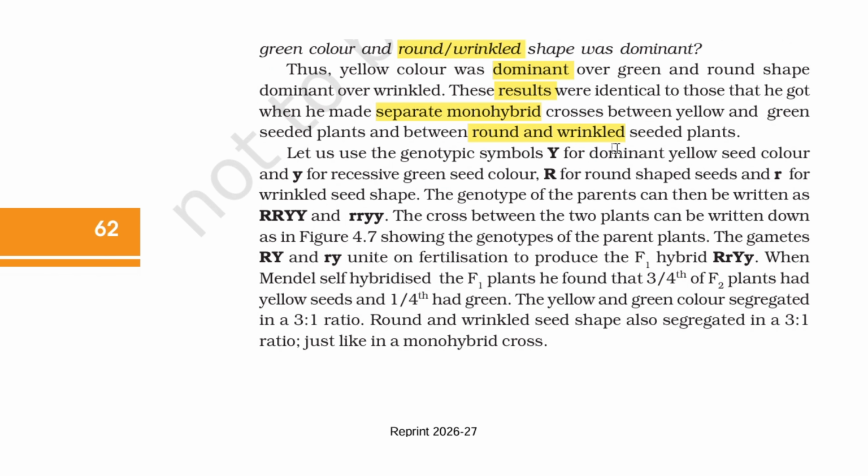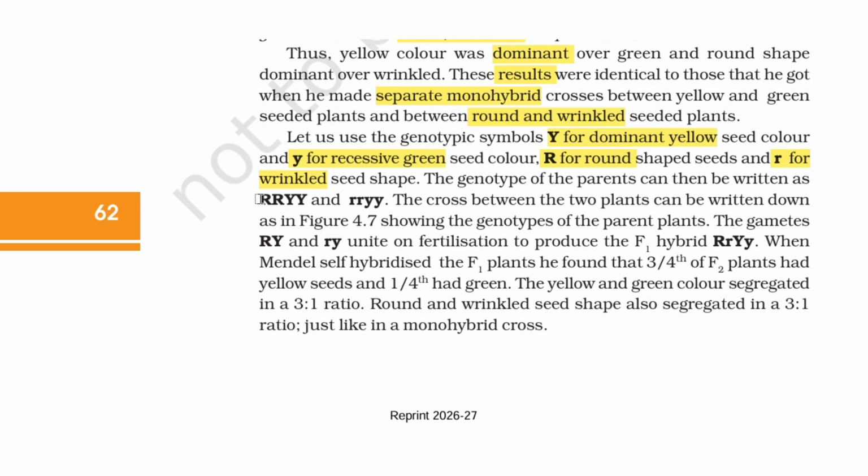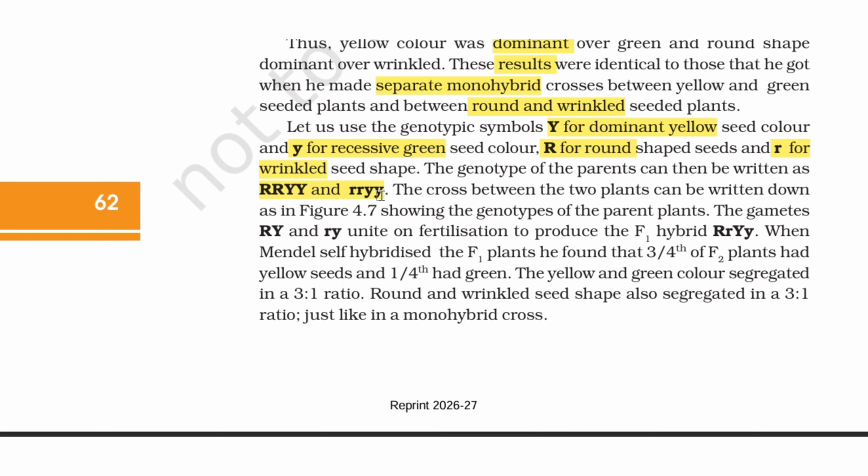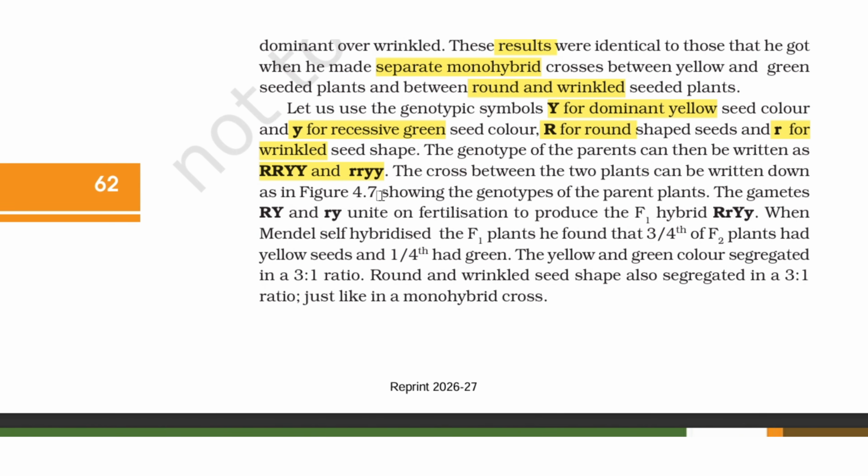Let us use the genotypic symbols Y for dominant yellow seed color and y for recessive green seed color, R for round-shaped seeds and r for wrinkled seed shape. The genotype of the parents can then be written as RRYY and rryy. The cross between the two plants can be written down as in figure 4.7 showing the genotypes of the parent plants. The gametes RY and ry unite on fertilization to produce the F1 hybrid RrYy.